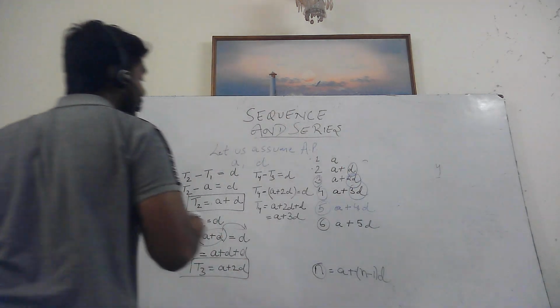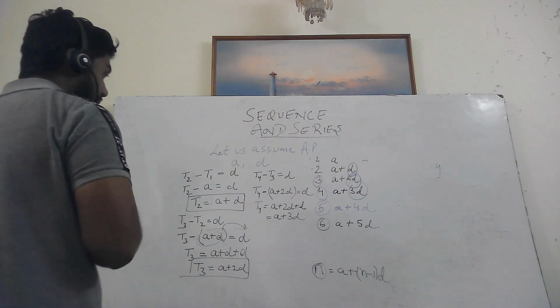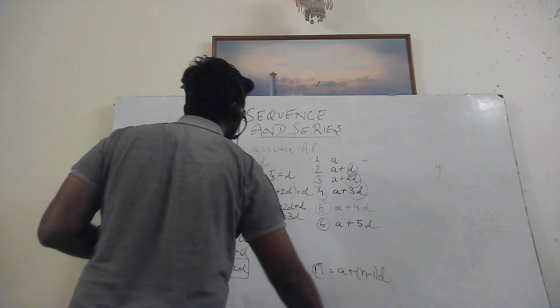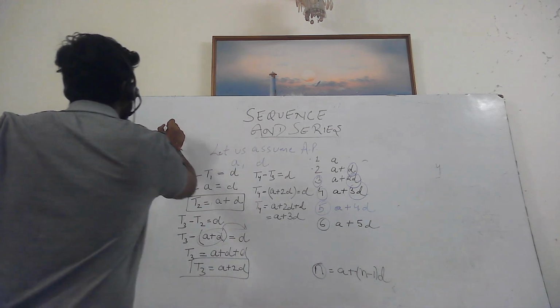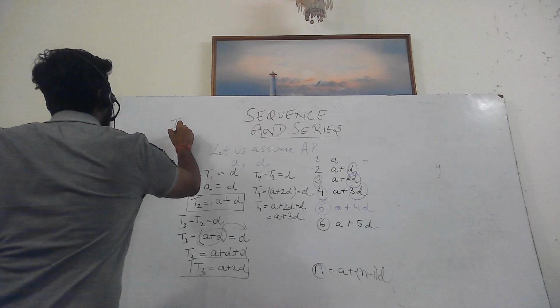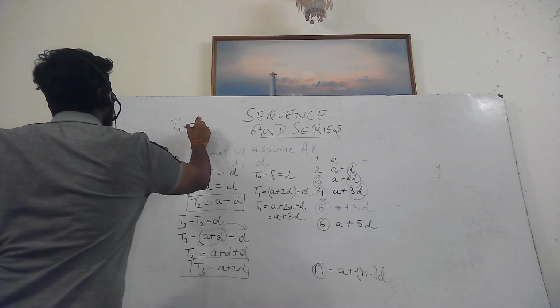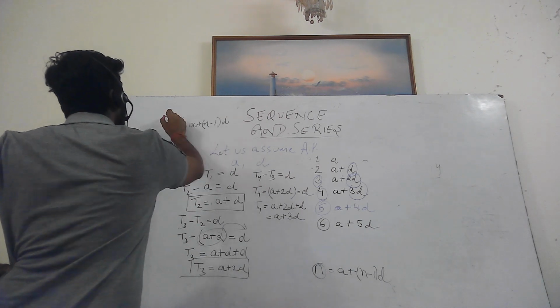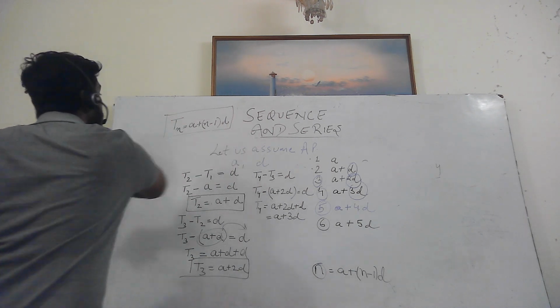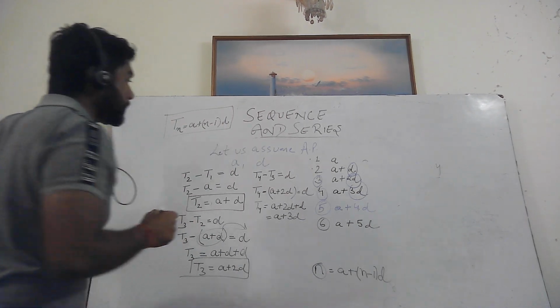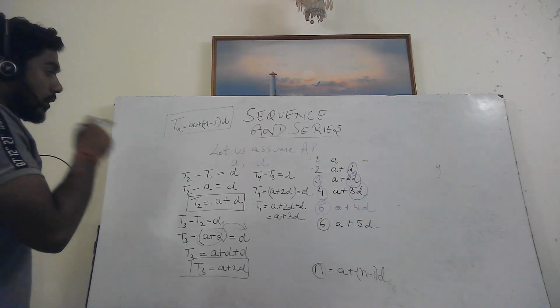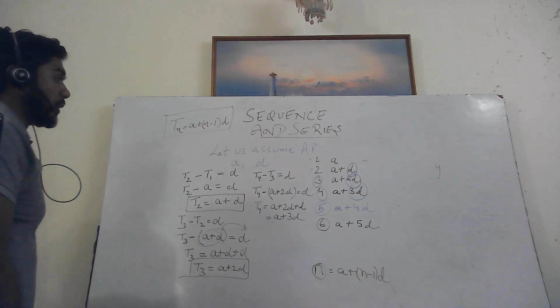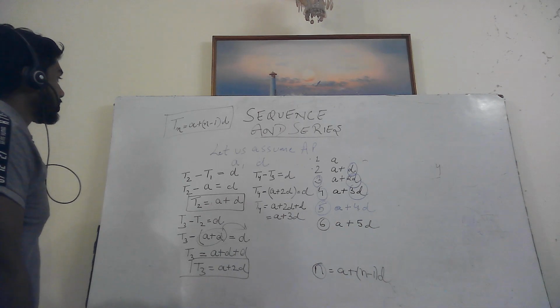A plus n minus 1 into D. So we can write down the general formula as Tn is equal to A plus n minus 1 into D. Very simple formula to remember, or you have already seen how this formula has been derived.